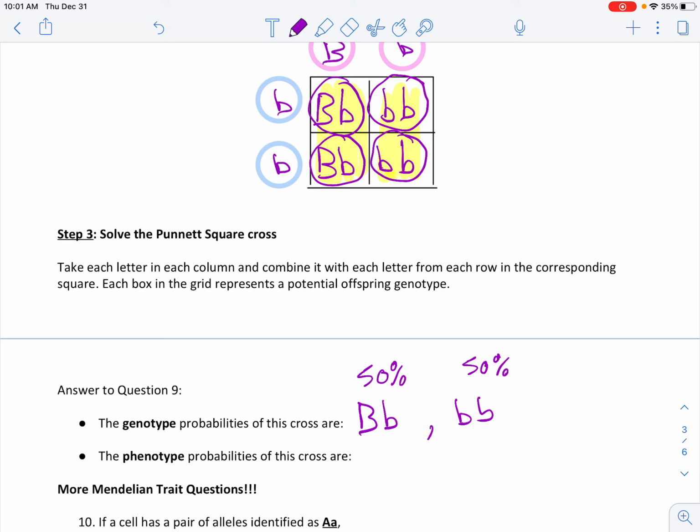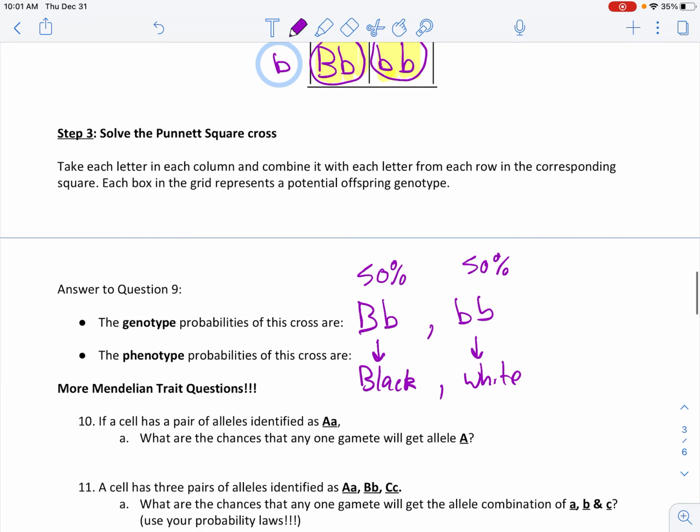The phenotype probabilities, well, that's going to be black fur. And that's going to be white fur. So 50% black fur probability and 50% white fur probability.